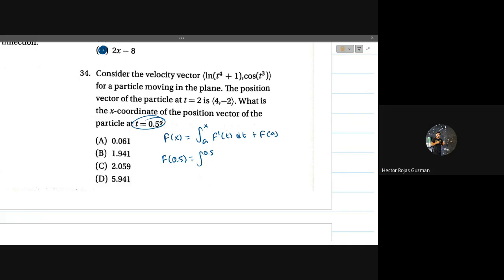We do have to use the initial condition. We know that at t is equal to 2, the position of the x particle is 4. So then at that point, you can just use the x prime expression, which is ln of t to the power of 4 plus 1. And again, this is a calculator question, so just plug it in. The answer here would be C. So the position of the x coordinate of the particle at 0.5 is 2.059.